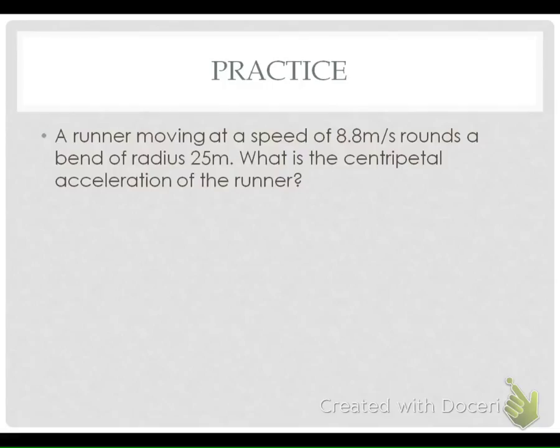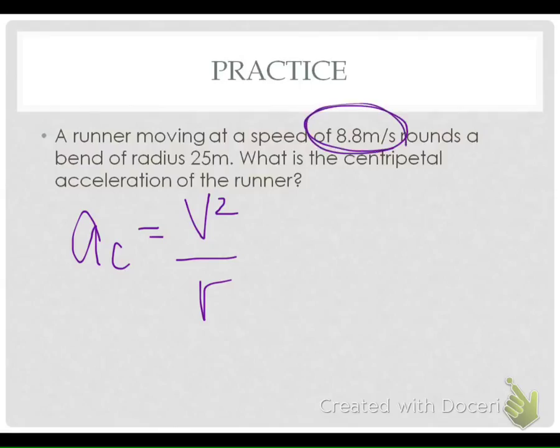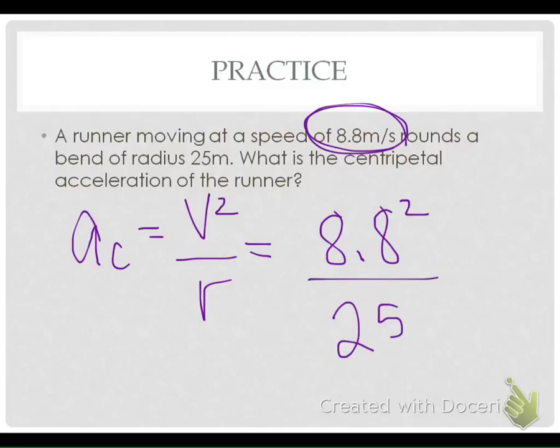If we want to find centripetal acceleration, that means we're solving for a c. We use v squared over r. So 8.8 squared, because we were already given our velocity, so we can just plug in velocity directly. If we weren't given our velocity, then we'd have to use the 4 pi squared r squared one. So we can take 8.8 squared over radius, which is 25.